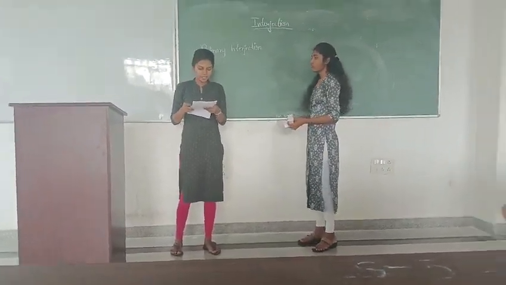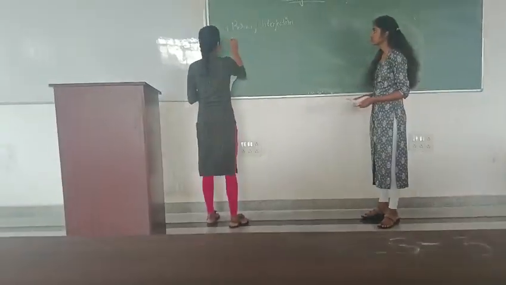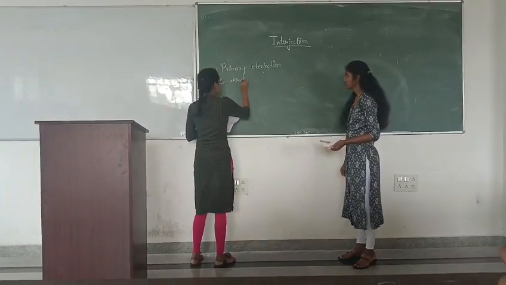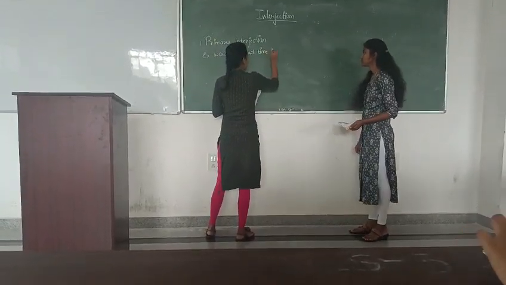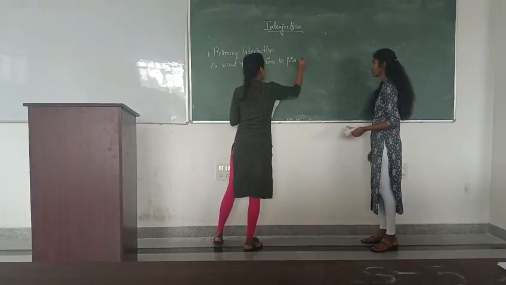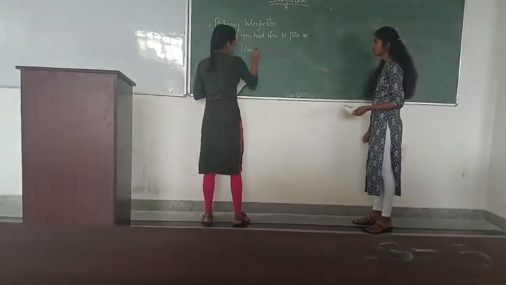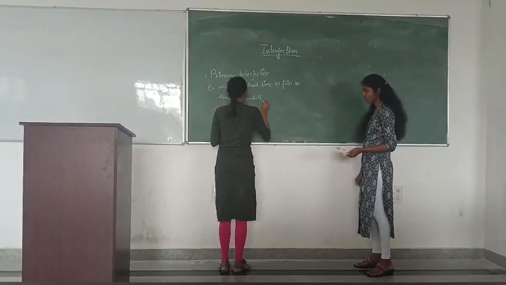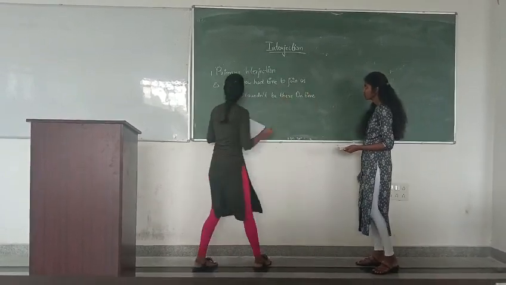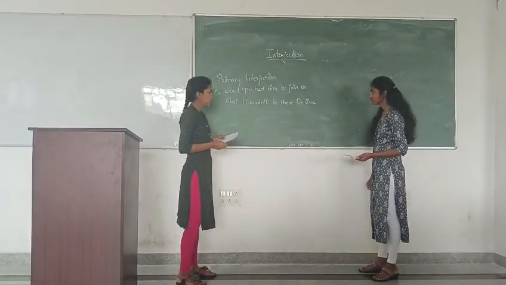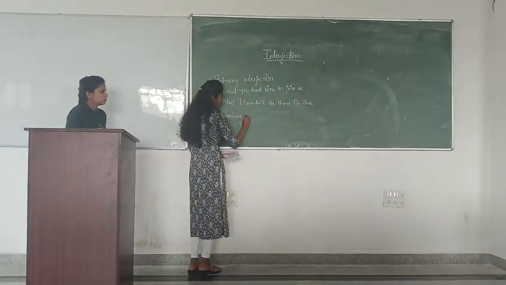Those words which cannot be classified as any other part of speech and are only used as interjections in a sentence are called primary interjections. Some examples of primary interjections are: Wow, you had time to join us. Alas, I couldn't be there on time.